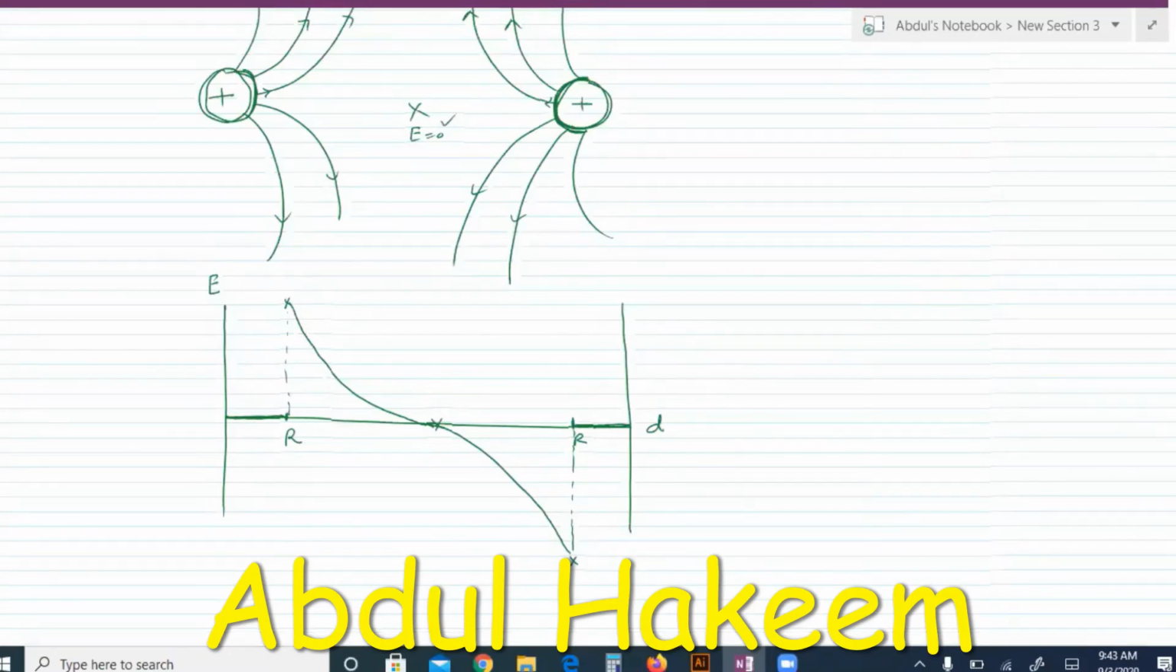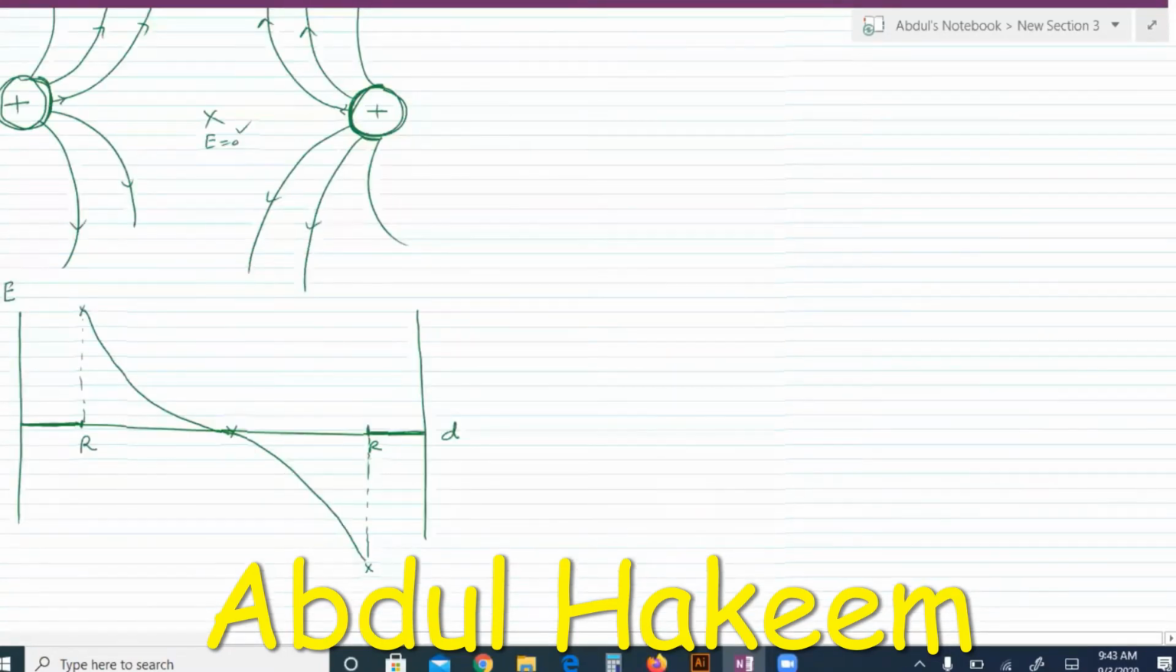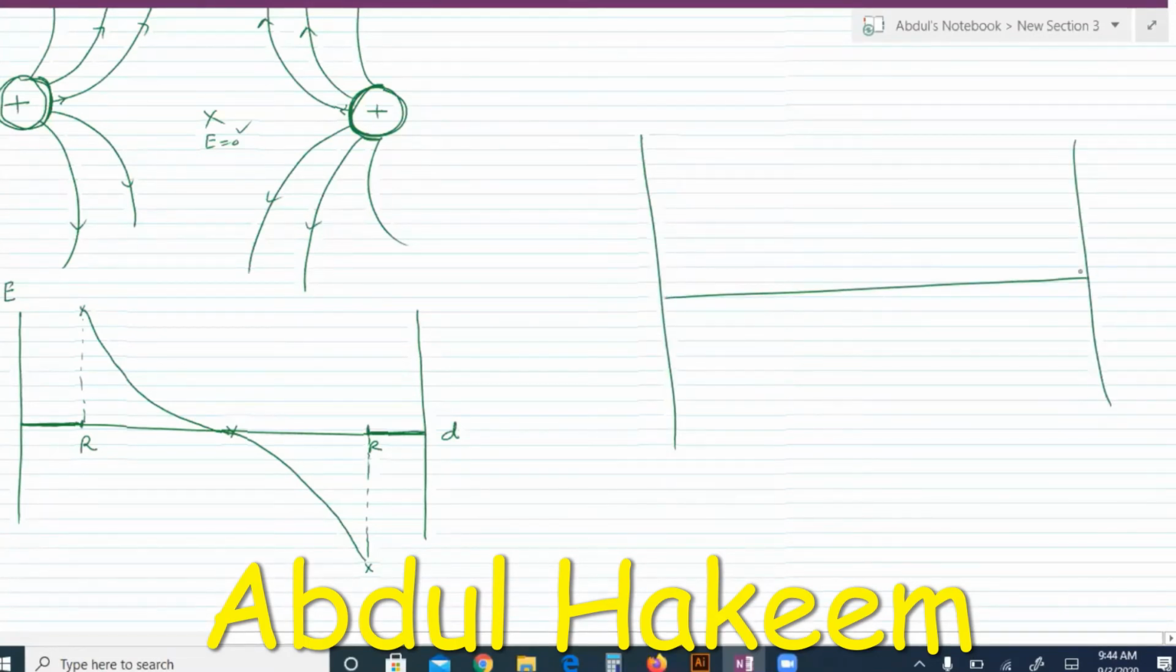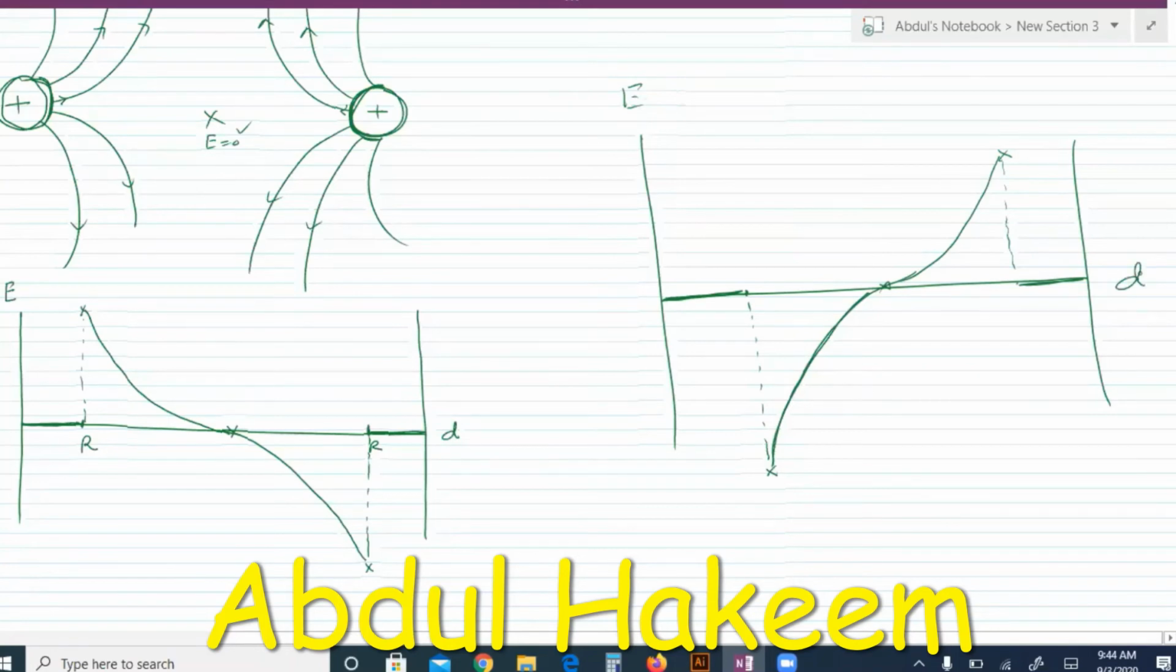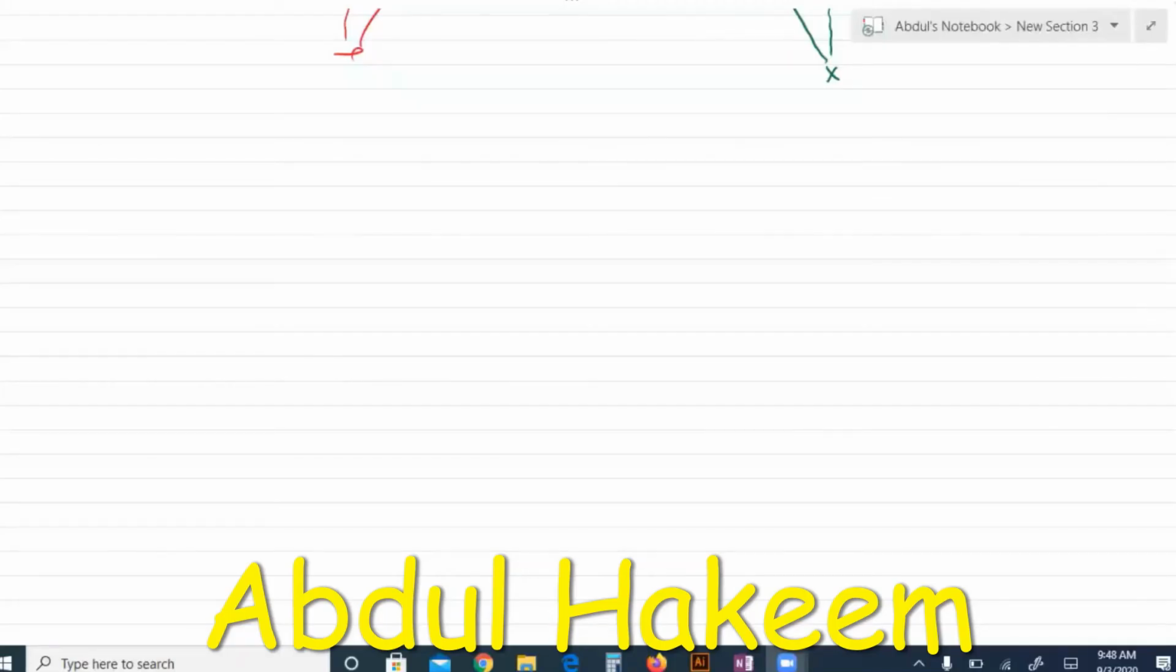Now, suppose both charges are negative, then the shape of the graph will be this. This side, this side, this is neutral. So this is the electric field strength and distance graph when both charges are negative. Now suppose this is the line.